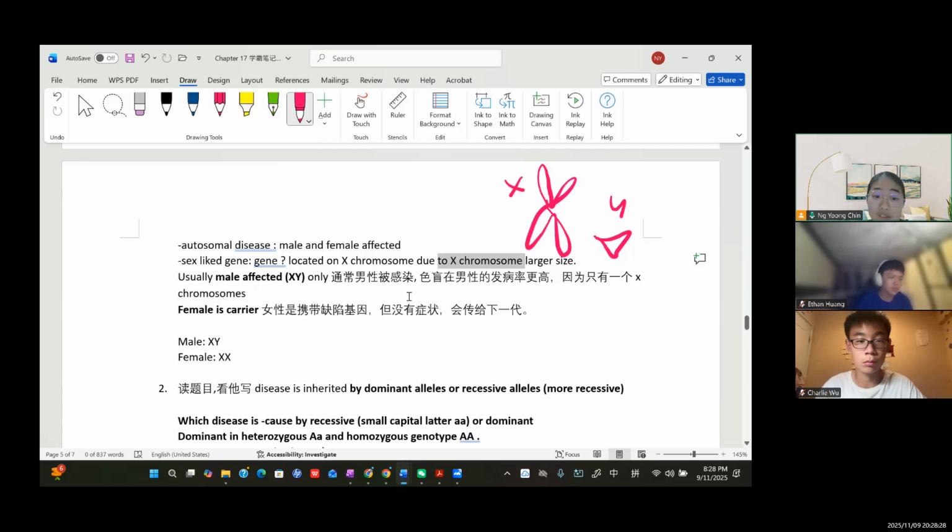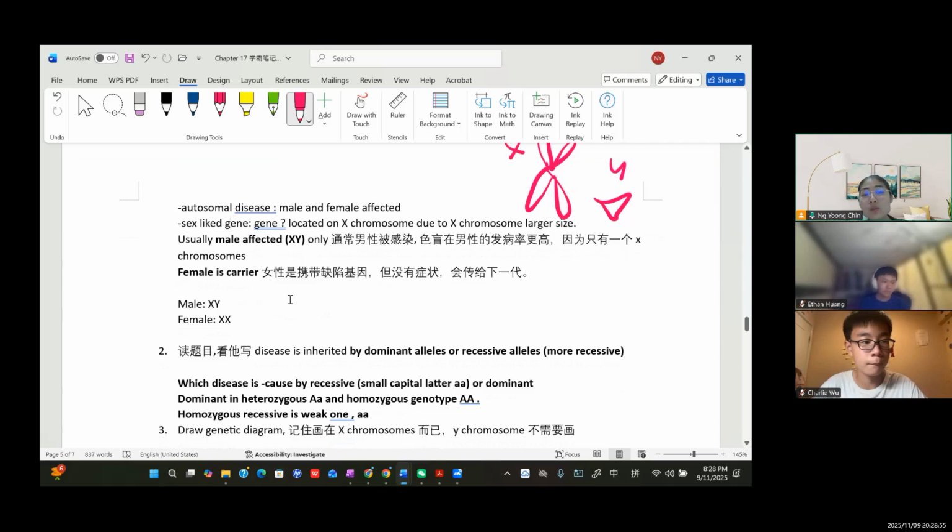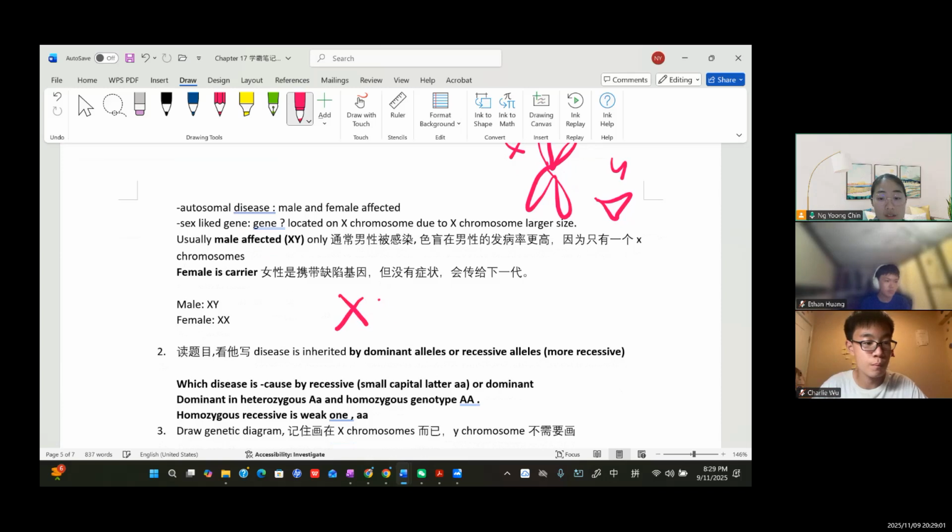So because females carry two X chromosomes, they will usually be a carrier for the sex-linked gene. And the male only has one X chromosome. So if the X chromosome is unlucky and carries the defective gene, they will directly show the symptom, because they only have one X chromosome. But in the female carrier, because they have two X chromosomes, for example like this, most females will be carriers.